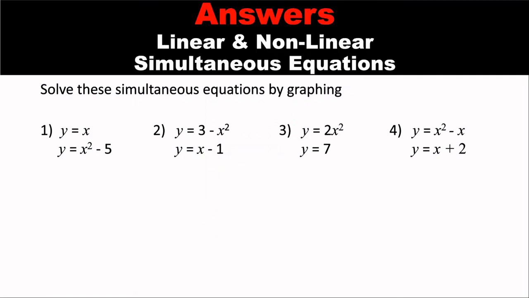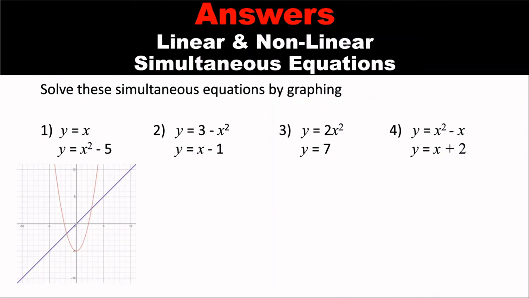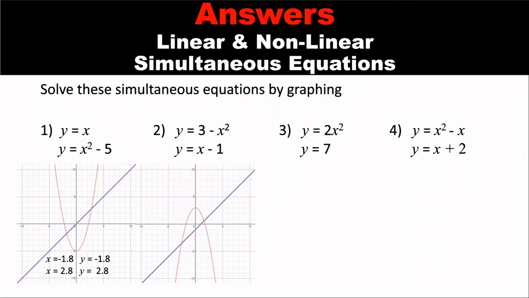For question 1, you should see that there's 2 points of intersection, so 2 sets of solutions. One is where x is equal to negative 1.8 and y is equal to negative 1.8, and the other where x is equal to 2.8 and y is equal to 2.8. Question 2, we've got a negative parabola this time. Again, there's 2 points of intersection. One of them is where x is equal to negative 2.6 and y is equal to negative 3.6. And the other is where x is equal to 1.6 and y is equal to 0.6.